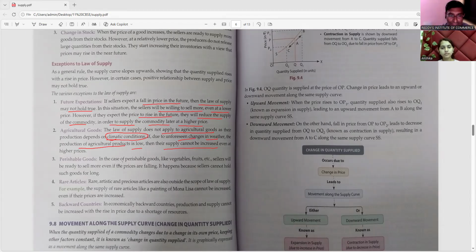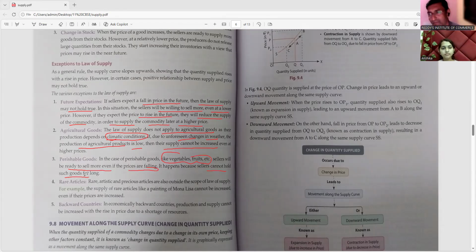Then perishable goods. In the case of perishable goods like vegetables, fruits, etc., sellers will be ready to sell more even if prices are falling. It happens because the seller cannot hold such goods for a long period, like milk, vegetables, fruits. You know that, I know that, in future apple price will be increased, it will happen double. But is it possible to preserve it for 5 months, 6 months?